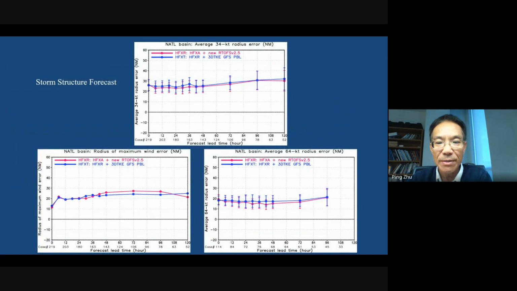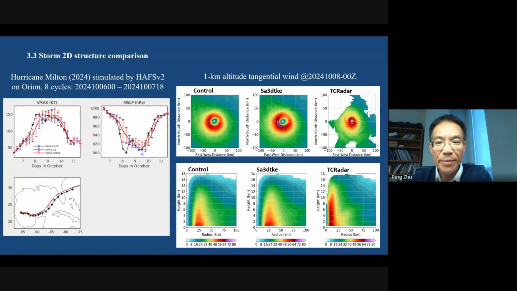This slide shows the bias error of predicted storm structure measured by RMW, 34 knots and 64 knots radii. The 3D scale-aware TKE scheme reduces the bias in RMW, but generates a slightly larger bias in 34 knots and 64 knots radii. These experiments just finished, and we are analyzing the simulations now. Next. We also compared simulations with tail Doppler radar retrievals.